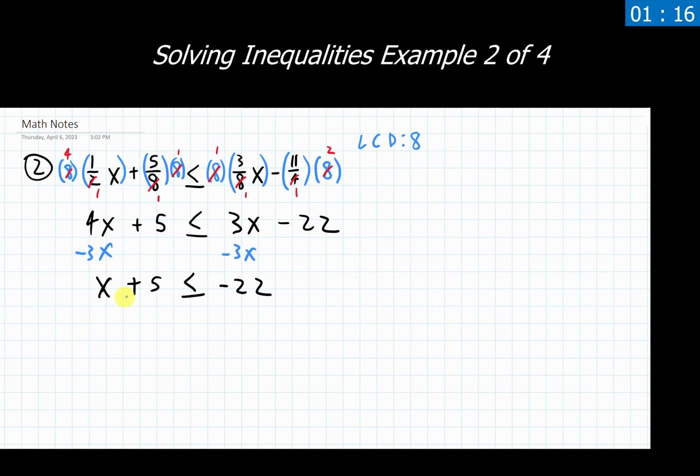So I now have x plus 5 is less than or equal to negative 22. I'm subtracting 5 from both sides, and that gives me x is less than or equal to negative 27. Okay, I now need to get this thing into interval notation. Is this negative 27 the largest possible value or the lowest possible value? It's going to end up being the largest. We're told x is less than or equal to negative 27. So that means it's going to be the large value here.